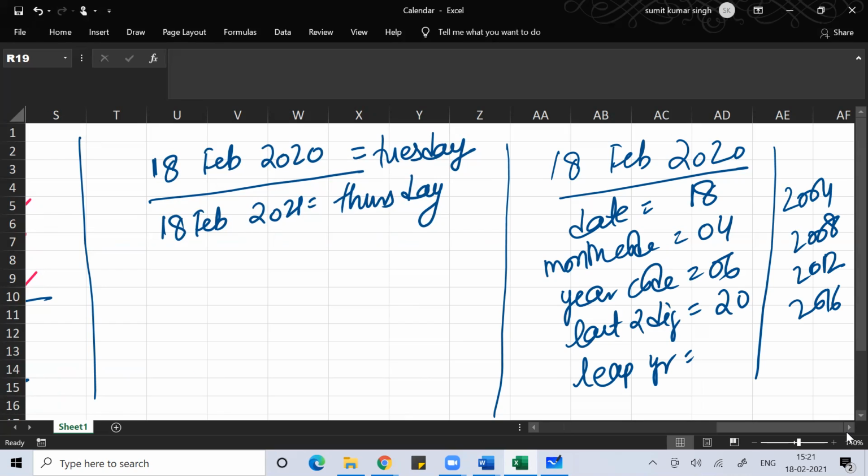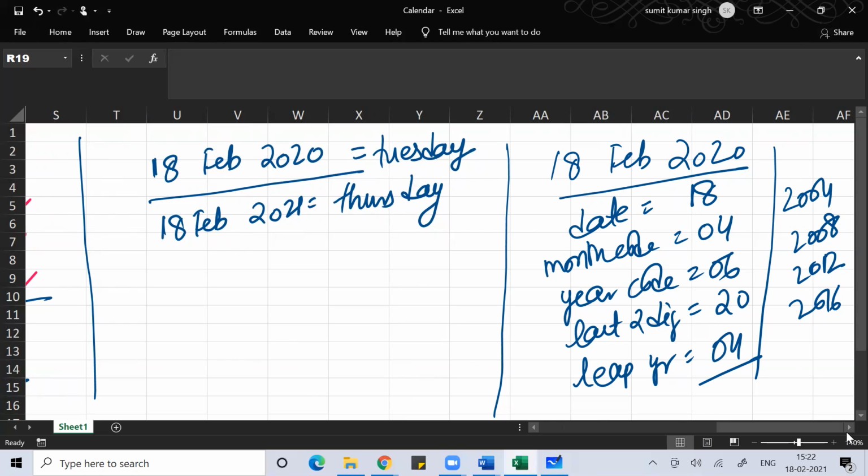Not 2020. Why, sir? Why not 2020? Because the 2020 leap day comes on 29 February 2020. All dates on or before 29 February 2020 don't include the leap year of 2020. The effect of the leap year happens after 29 February, not on 29 February and not before that. So please don't include that here. How many leap years came? 4 leap years came.